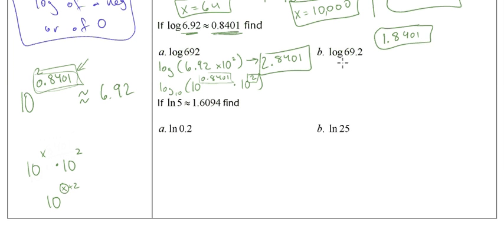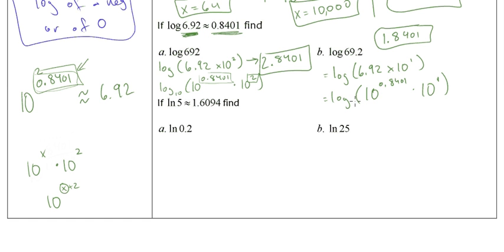But let's go ahead and look at this a little more. So we've got log base 10 of 6.92, our original given information up here, times 10 to the first, and that is log base 10 of 10 to the 0.8401 power times 10 to the first power.